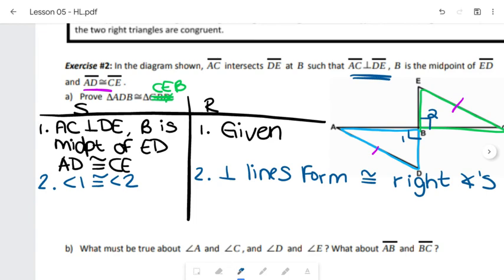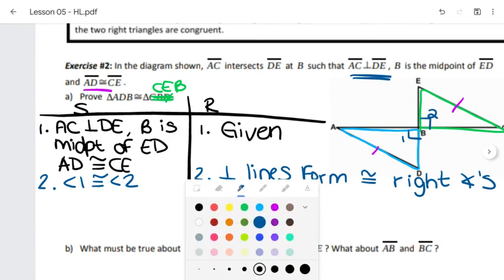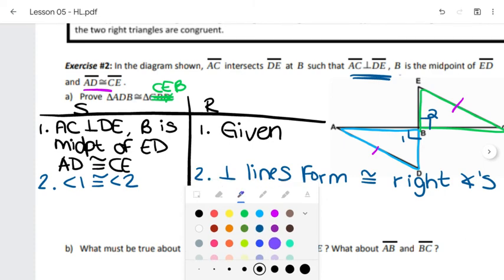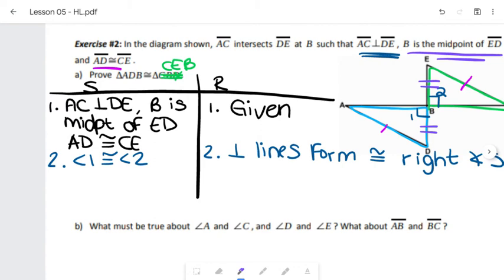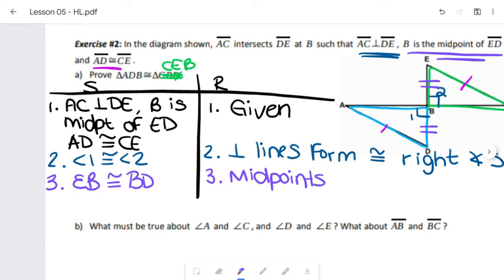I have the hypotenuse was given. And then I have here the midpoint, B is the midpoint of ED, right? So we know a midpoint cuts in half. So we get those two pieces together. So EB is congruent to BD. Okay. Midpoints cut in half, or midpoints create two congruent segments, whatever you prefer.